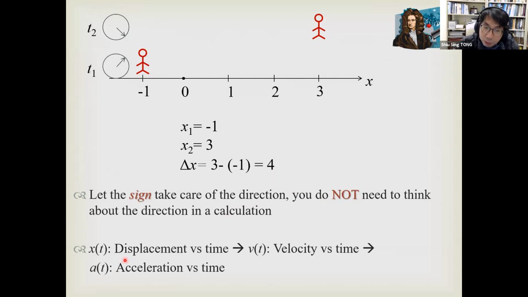Okay, and from the displacement, if I know the displacement of the person versus time at different times, I can derive the velocity. And from the velocity versus time graph, I can derive the acceleration versus time dependence. So that is how we work on kinematics.